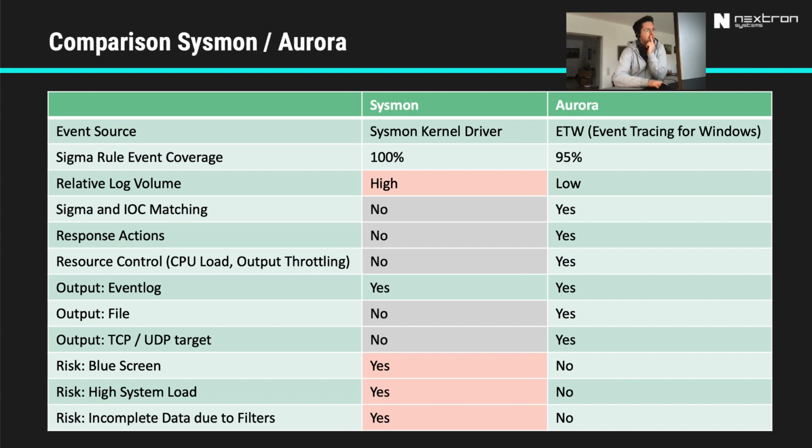So the response actions is something that we have. I've talked about that. The resource control: we limit the CPU usage that Aurora requires, and we also throttle the output. So we enable you to throttle the output. In the default setting, there is some throttling in place already. So the defaults are already sane and good.